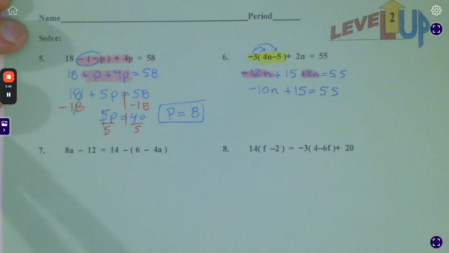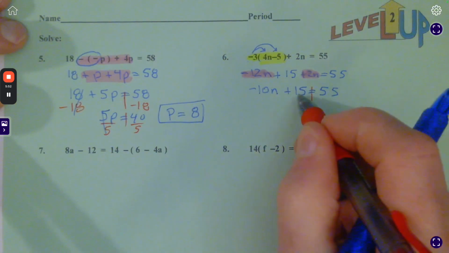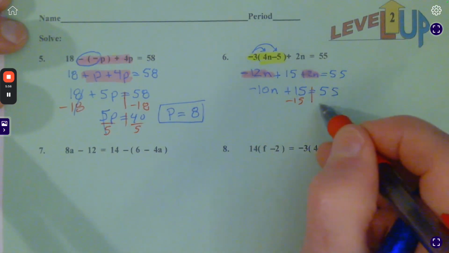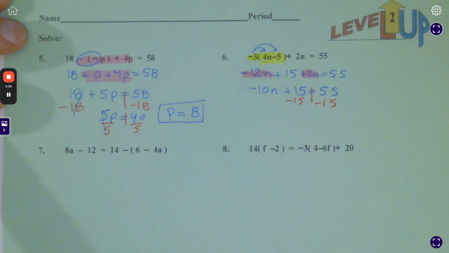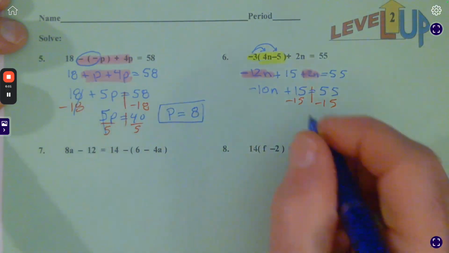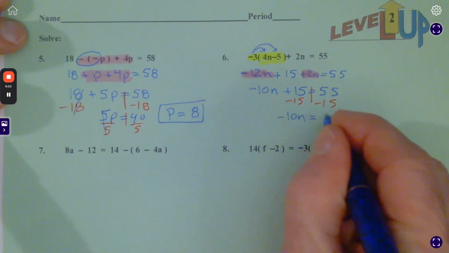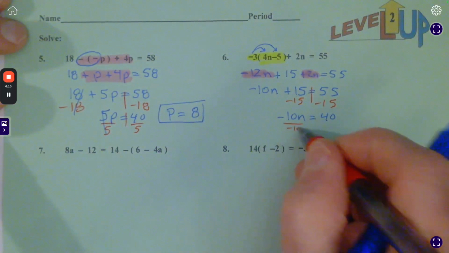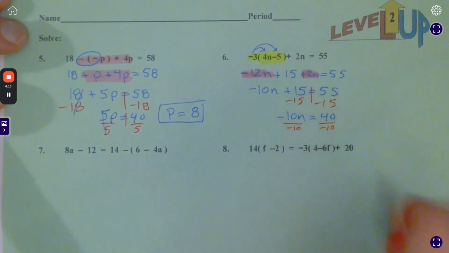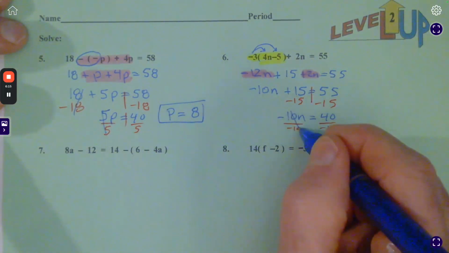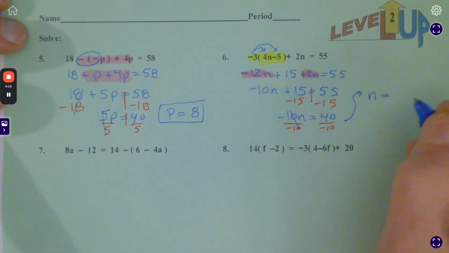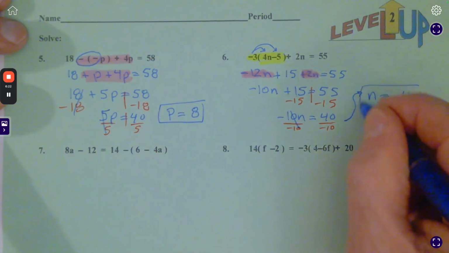All right, inverse operations. Move those constants over with those constants because I can't simplify. So now I got to do inverse operations. That gives me negative 10n equals 40. All right, now I'm going to go ahead and divide both sides by negative 10. Negative 10 divided by negative 10 is 1, so that's 1n. 40 divided by negative 10 is negative 4.